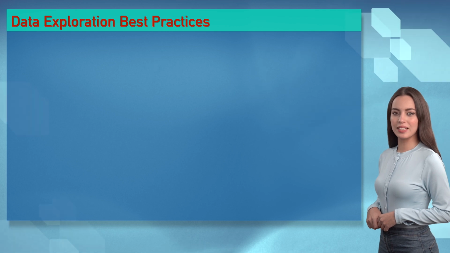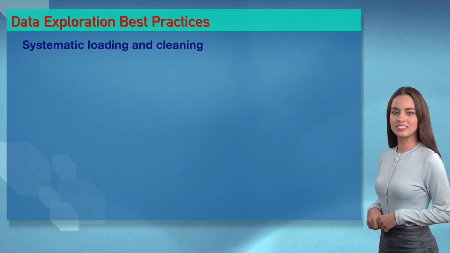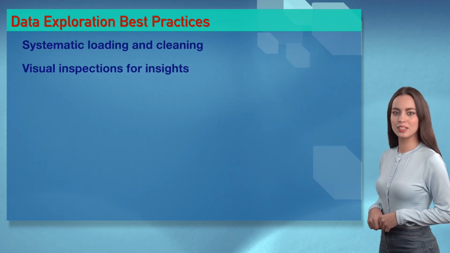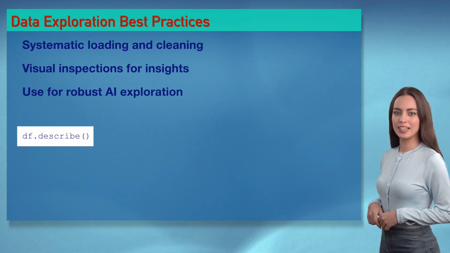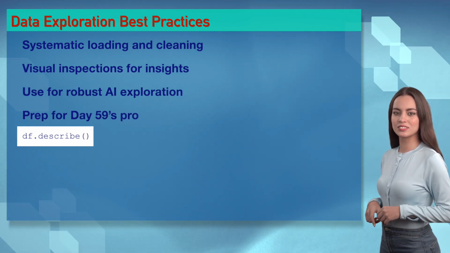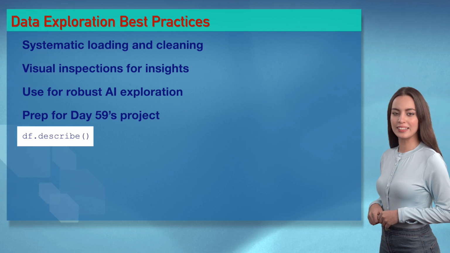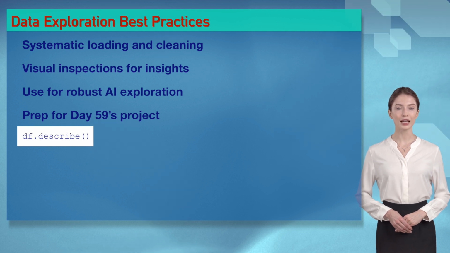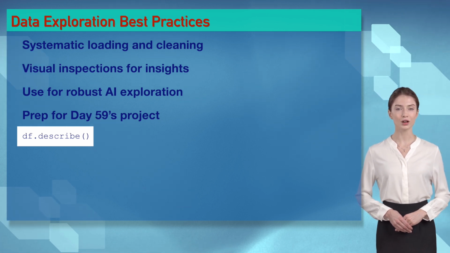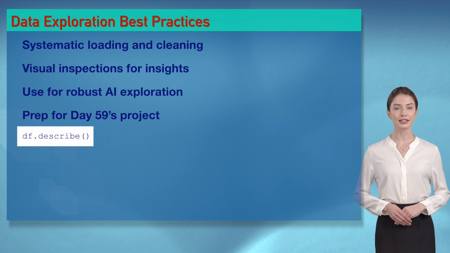Wizards, optimize data exploration with systematic loading, thorough cleaning, and visual inspections. Use pandas for stats and matplotlib for plots to ensure robust AI insights for top performance. Irene's right, wizards. Always check for missing values and outliers first, then engineer features. These practices make your exploration effective. Apply them in your challenge.